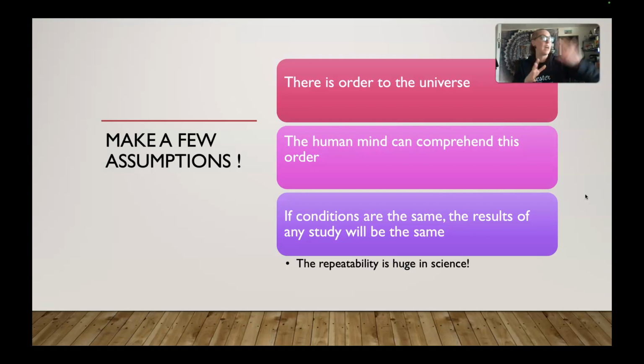That someone elsewhere can take our methods, take our data sets, and repeat the experiment. And if they come up with the same results, beautiful. That means that they are aligning. That means that we're not the only ones coming up with that conclusion. And that is a massive, massive thing in science.